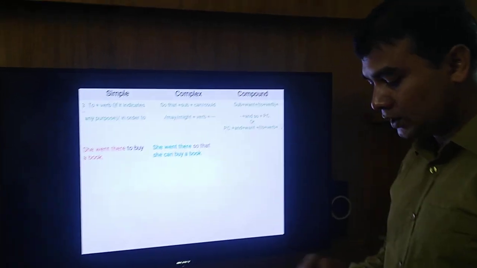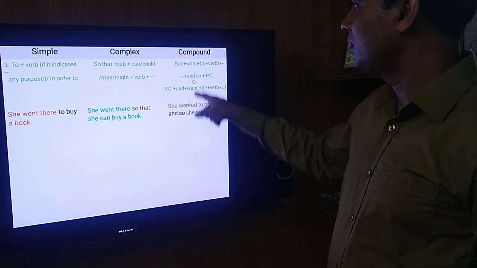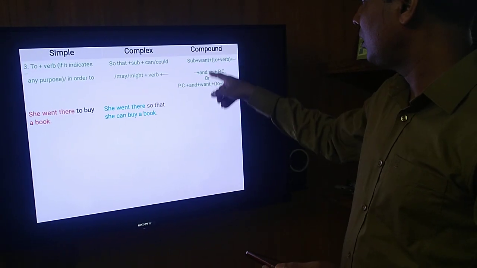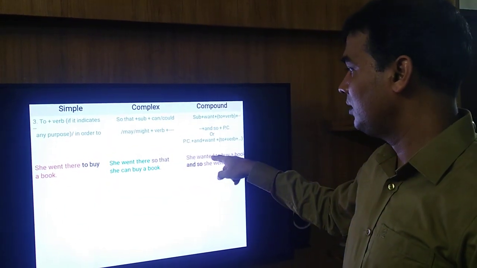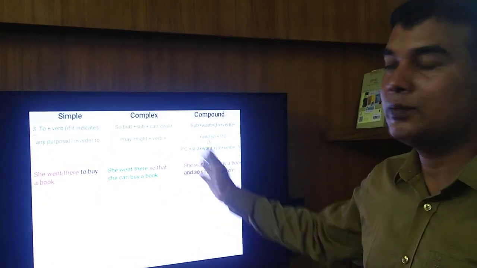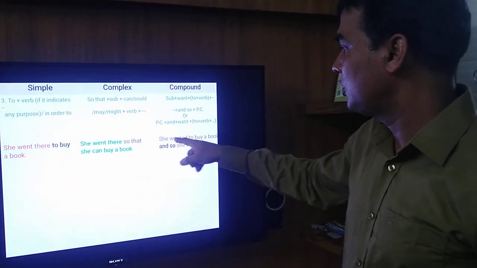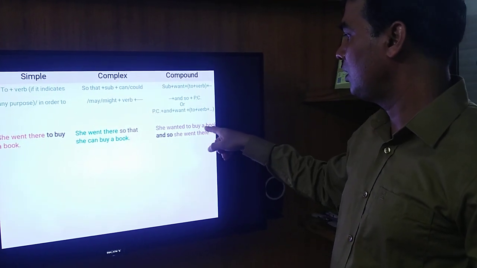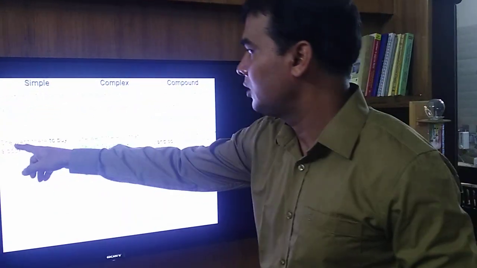Okay, in a compound sentence: she wanted, because the sentence is in past tense, and that's why I should write "wanted". And if the sentence is in present tense, then of course I will write "she wants". Okay, she wanted, then "to" plus verb, to buy, and then the rest of the words, a book, and so, then the principal clause, she went there.